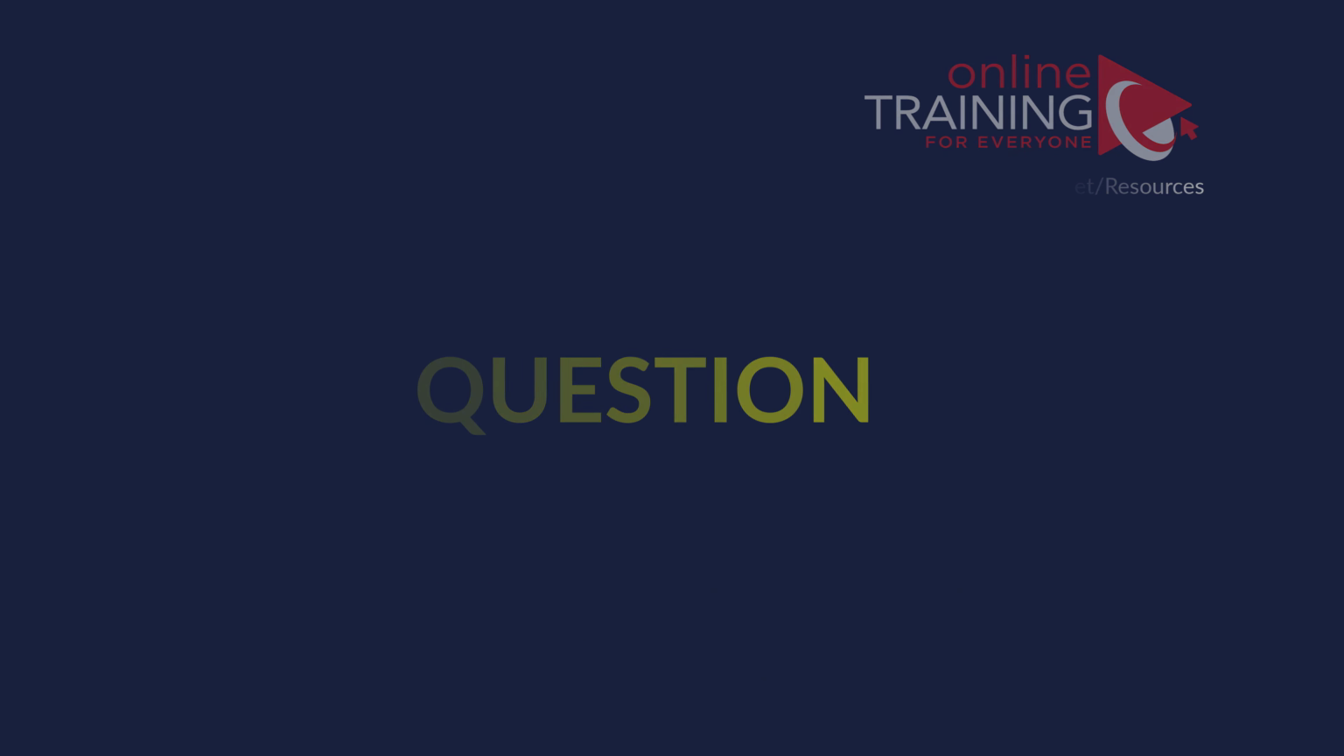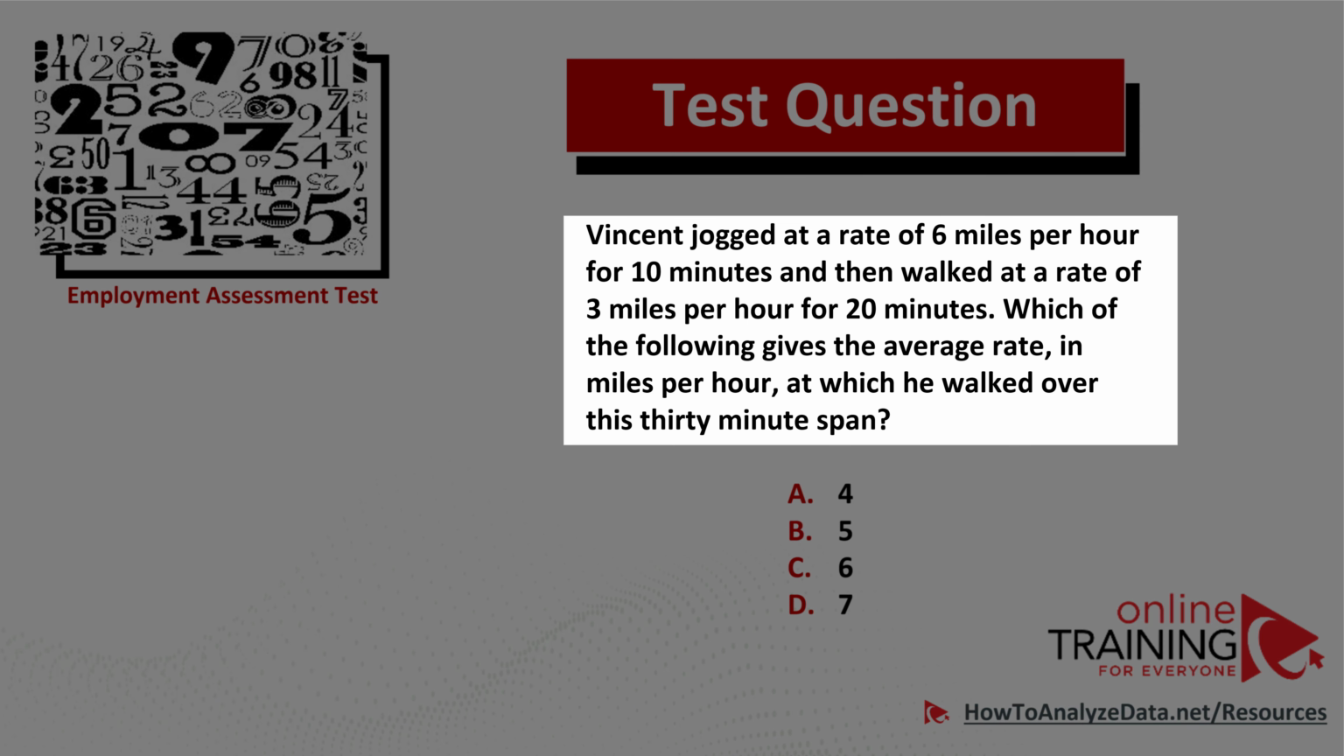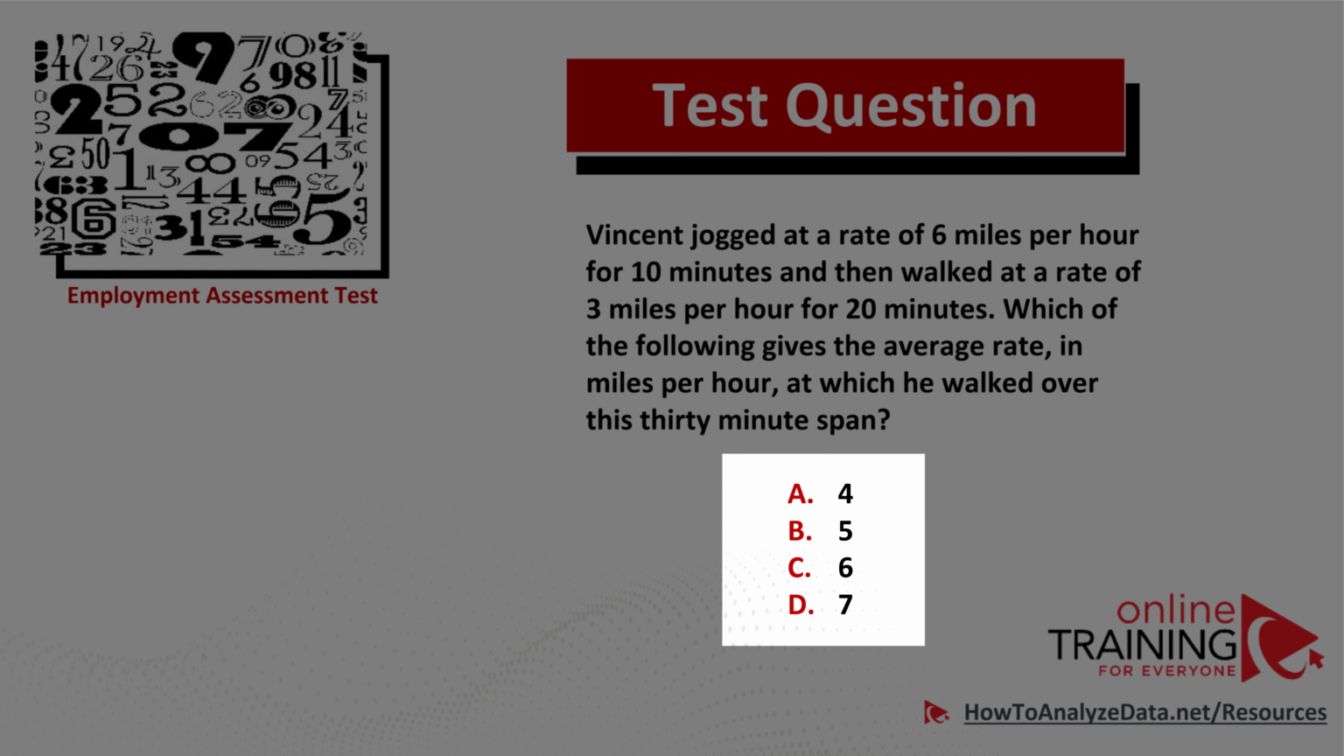Let's look at employment assessment test question, which frequently used to assess your knowledge of math. Vincent jogged at a rate of 6 miles per hour for 10 minutes and then walked at the rate of 3 miles per hour for 20 minutes. Which of the following gives the average rate in miles per hour at which he walked over the 30-minute span? You need to select out of 4 possible choices.